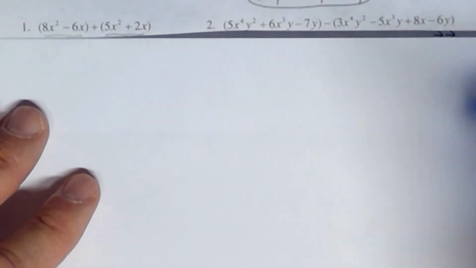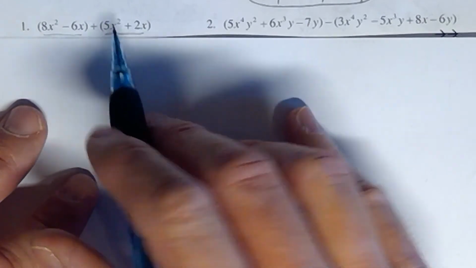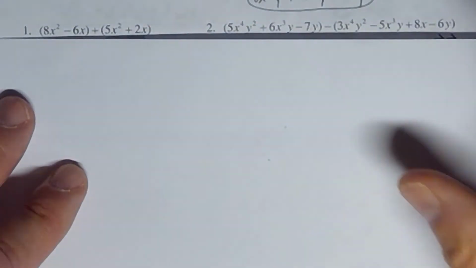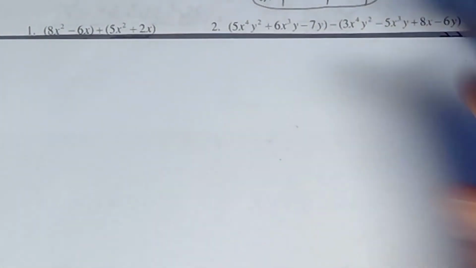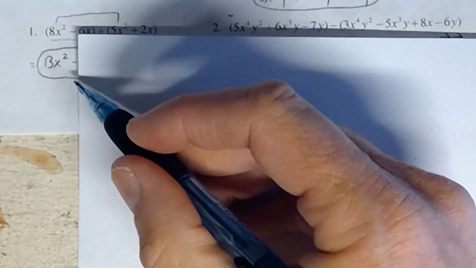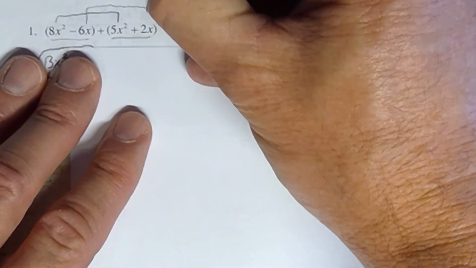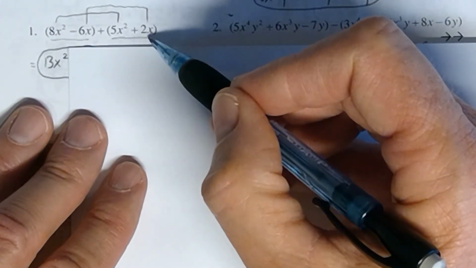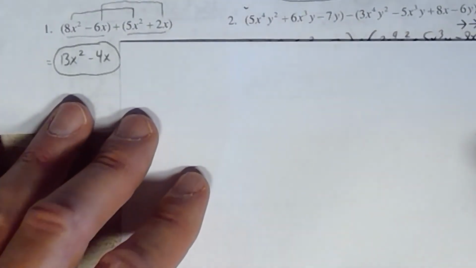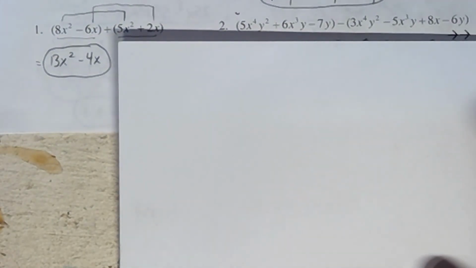So, let's take a look at number 1 right here. 8x squared and 5x squared. Notice again that this is bracket plus bracket, so you can start combining like terms right away. 8x squared and 5x squared, those two together are equal to 13x squared. Then we combine the negative 6 and the positive 2. Negative 6 plus 2 is negative 4. So we bring that down, and that's all you have to do right there. You just have to combine like terms when you have a bracket plus bracket situation. So that's number 1.